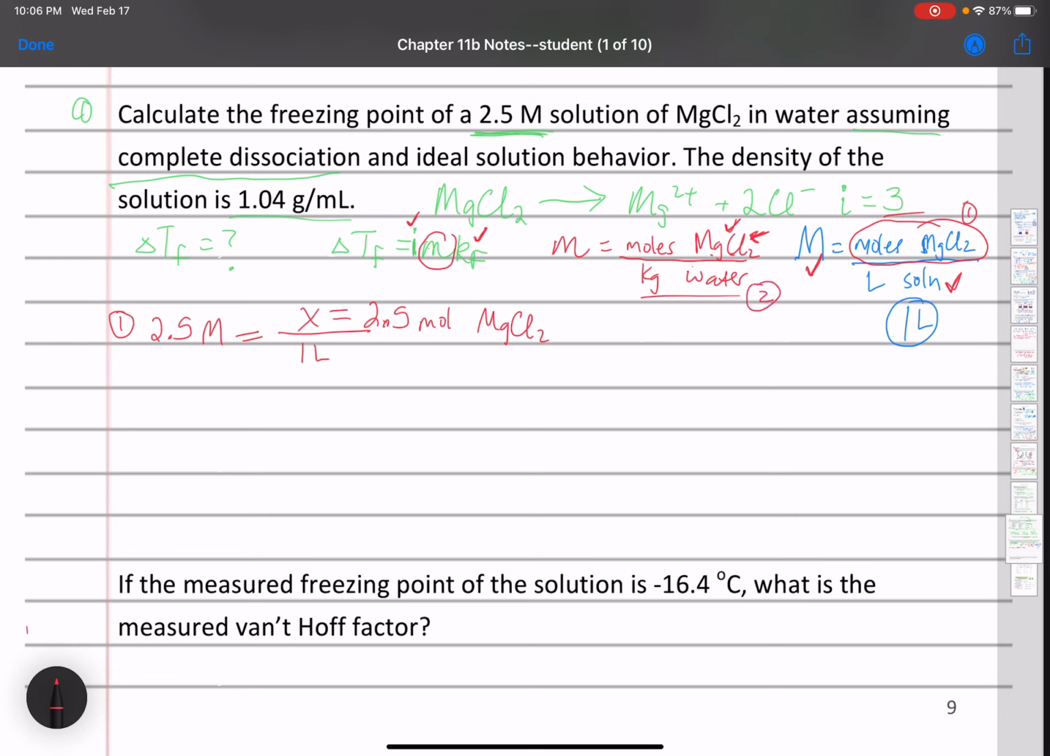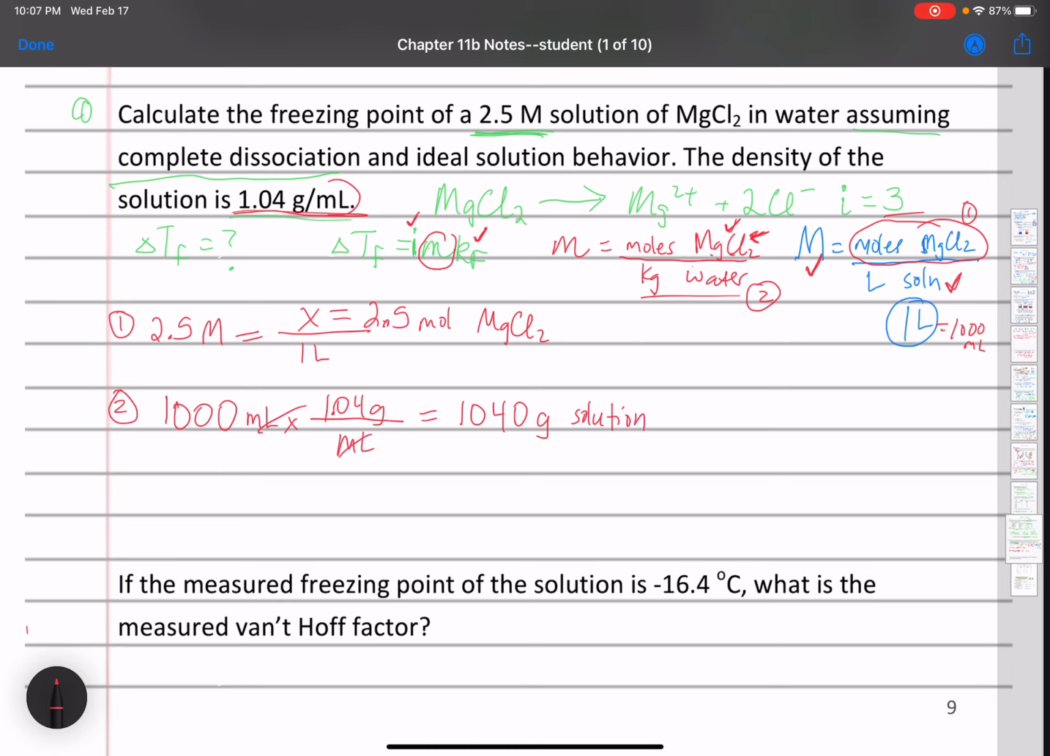We need to solve for kilograms of water. And we have a density, so that tells me we can figure out the mass of the solution using the density. So we have 1 liter of solution, which is the same thing as 1,000 milliliters. Since my density is in milliliters, I'm gonna convert that. So the volume of the solution is 1,000 milliliters times 1.04 grams per milliliter, which gives me a total mass of solution, 1040, yes. I did that slightly wrong in my notes, but all right, so that's how many grams of solution we have.